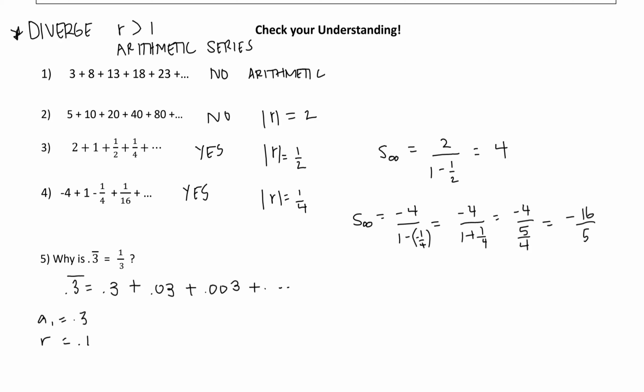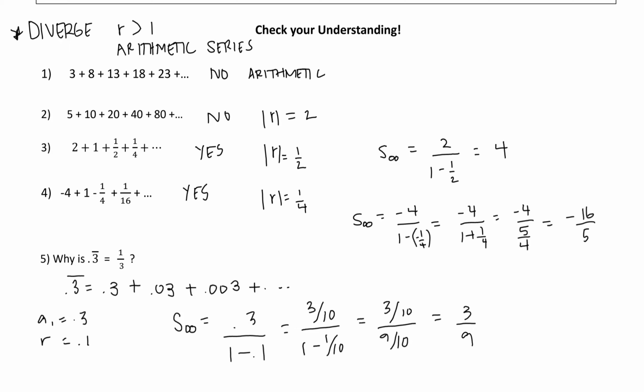So can I calculate the sum of these numbers? That would be 0.3 divided by 1 minus 0.1. So this ends up being what? 0.3 is 3/10, and this is 1 minus 1/10, just doing it in fraction form here. So this will be 3/10 over 9/10. That'll be 3/9, and 3/9 is a 1/3.